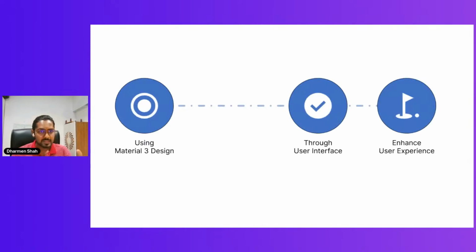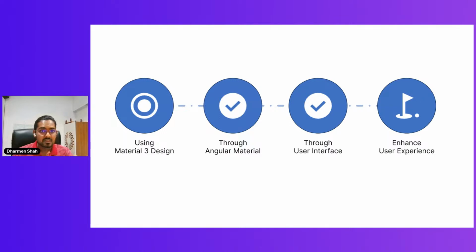Looking back at our journey, we had all three pieces, and the missing piece is going to be Angular Material. So we decided to use Material 3 design. We'll use Angular Material, which will help us follow Material design, because as a developer, we don't want to worry about designs. So through Angular Material, we will work on user interface and we will enhance the user experience. This is the bigger picture if we look at Angular Material and Material design.